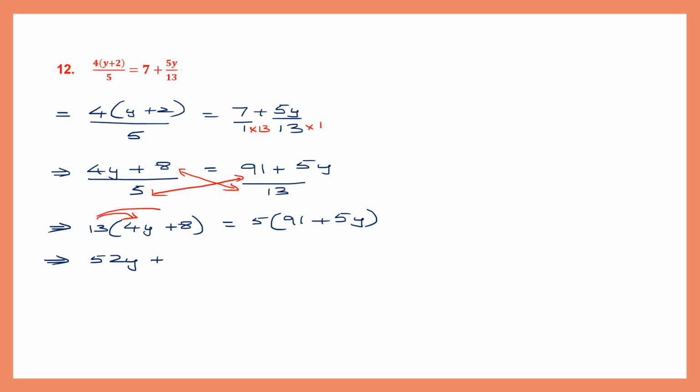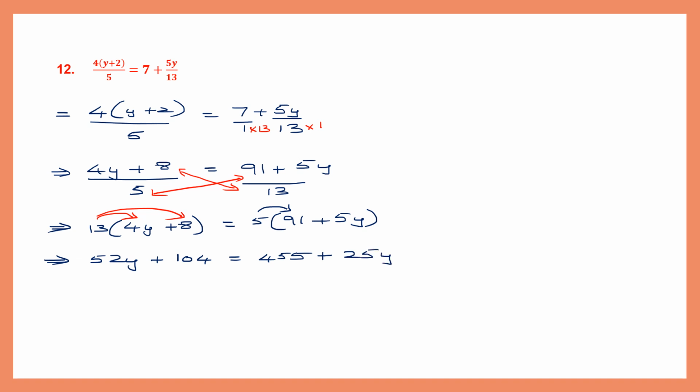Now we multiply it by 8. 13 into 8 is 104. So let's write 104 here. So here again 5 into 91 we can multiply, and that is 455 plus 5 fives are 25y.